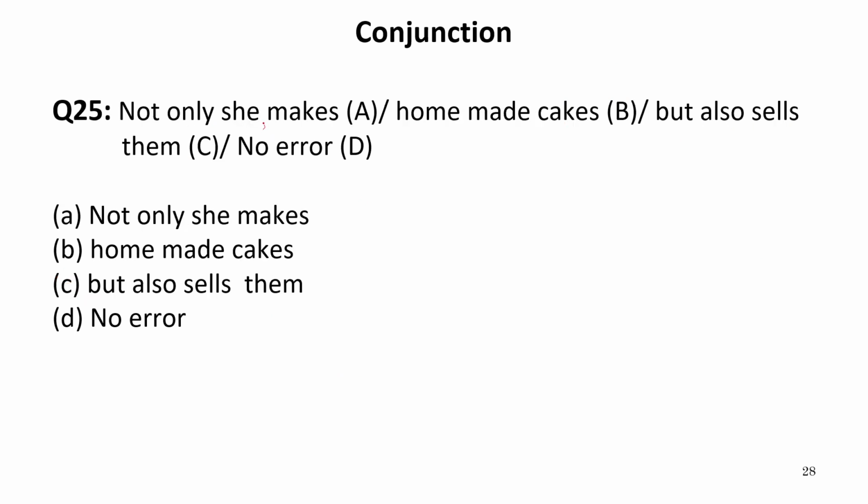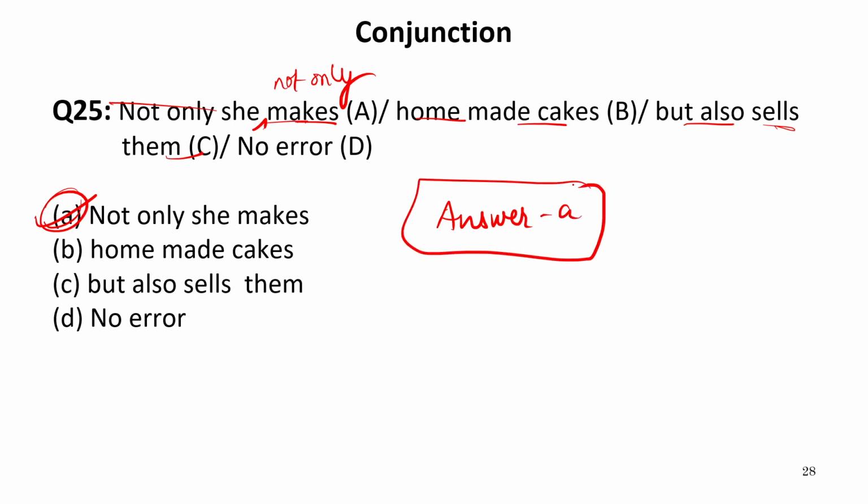Not only she makes homemade cakes but also sells them. Again, here we have an error of the position of not only but also. She does two things, that is makes and sells. So the position of not only will be after she. So the correct sentence will be, she not only makes homemade cakes but also sells them. So our answer is A, which will make the entire sentence correct. Now let us move to the next one.